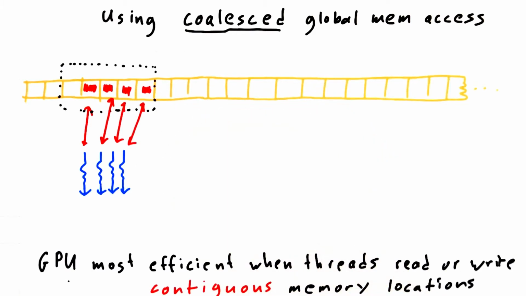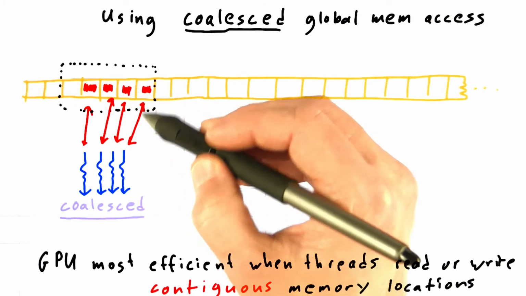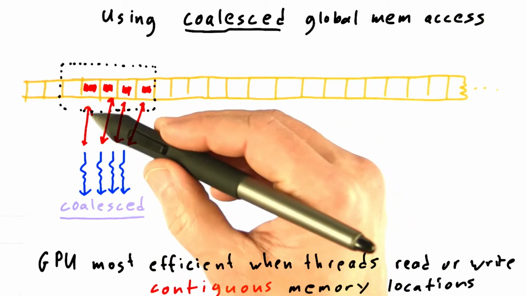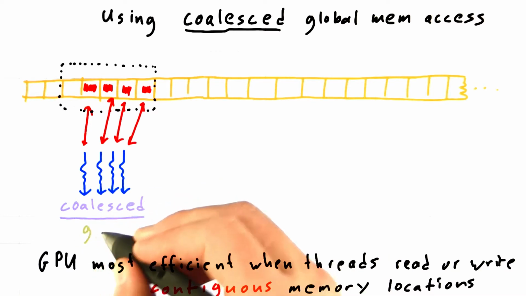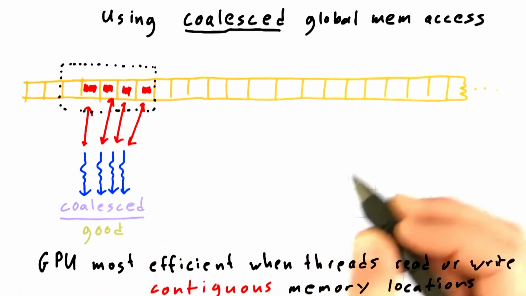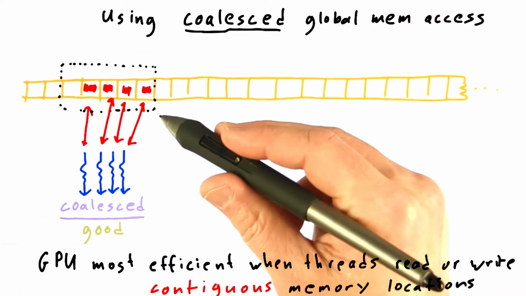This means the GPU is at its most efficient when threads read or write contiguous global memory locations. We say such an access pattern is coalesced. In this example, every thread is reading or writing from a chunk of memory that's basically given by the index of the thread plus some offset. And so this is a coalesced access. This is good. You'll get very high performance on a memory read or memory write in this setting.